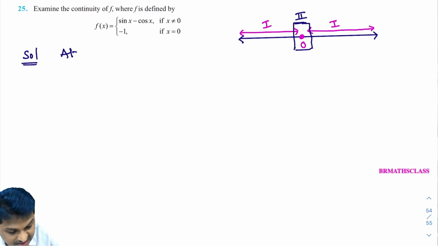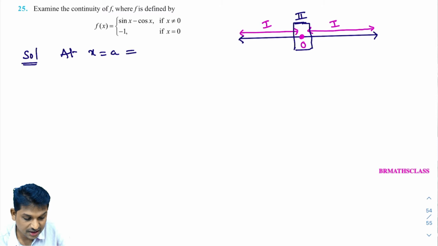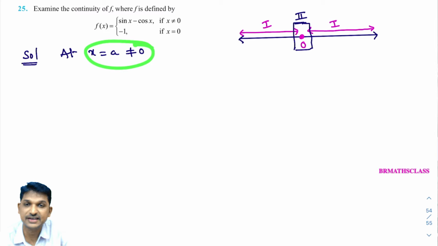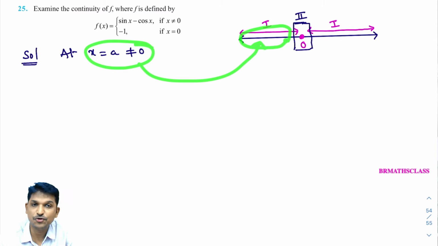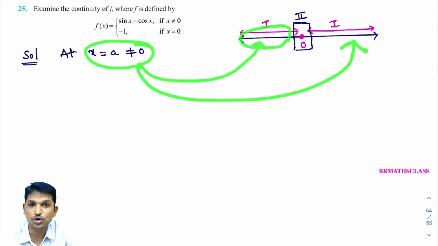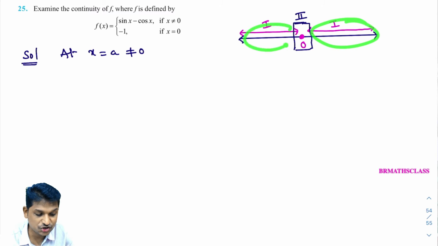First case, at x equal to a, what is a? A is not equal to 0. I am checking the continuity of the function at x equal to a, where a is not equal to 0. You can check continuity at any real number other than 0. Here a may be minus 4, minus 3, minus 100, plus 3, plus 4, plus 100, plus 1000, like anything. I am checking the continuity in this zone.